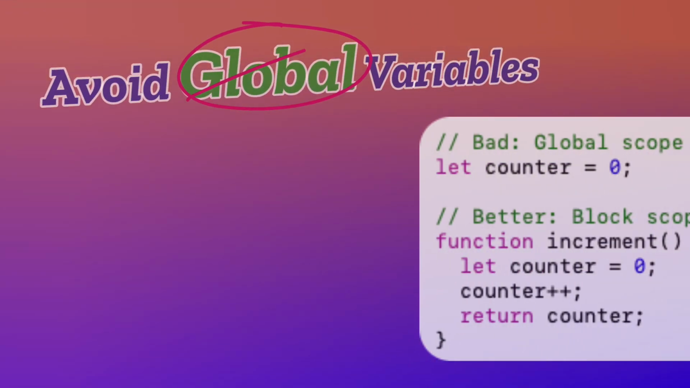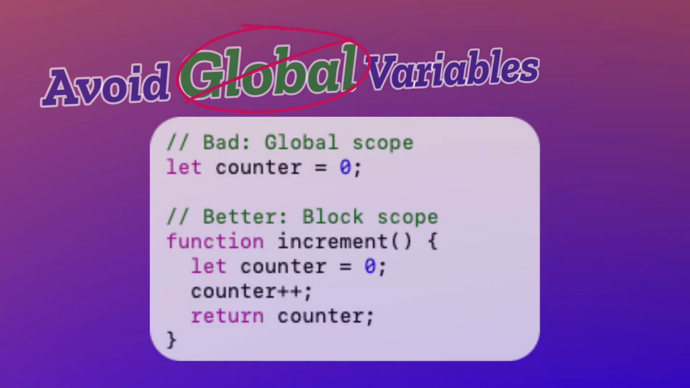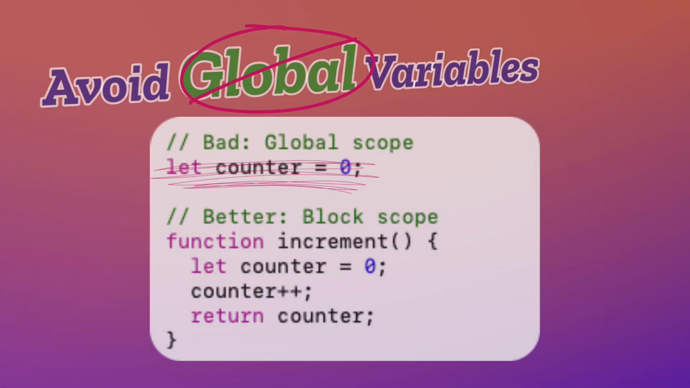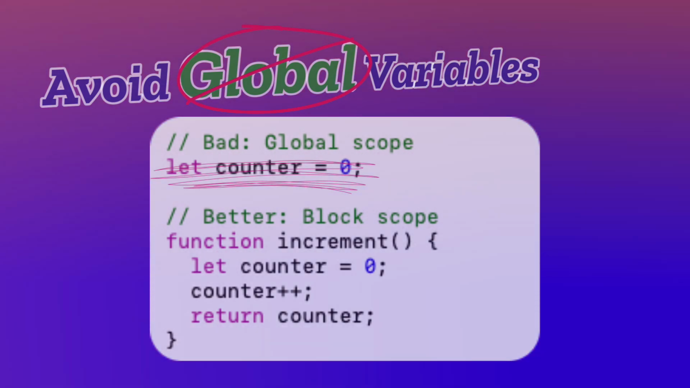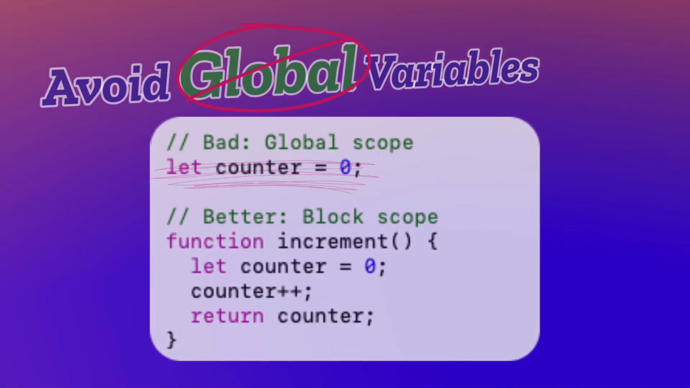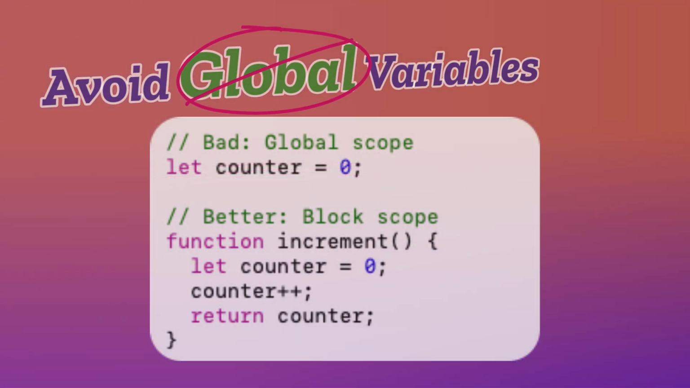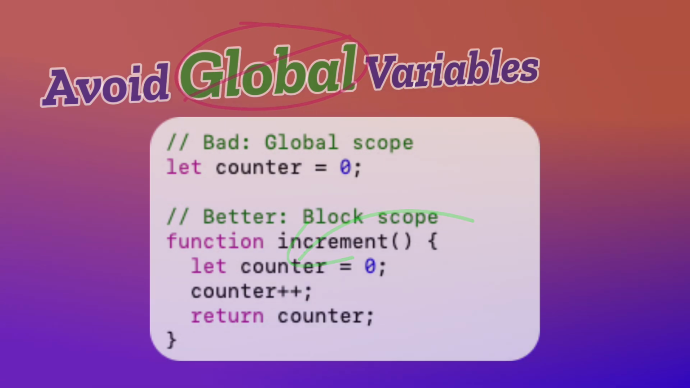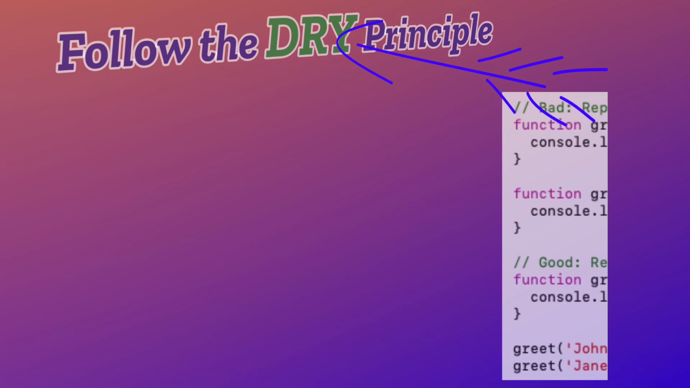Tip number 4. Avoid using global variables whenever possible. Variables declared globally can easily conflict with other parts of your code, especially in large projects or when multiple libraries are involved. In this example, we encapsulate the counter variable within a function, which limits its scope and prevents unwanted conflicts.